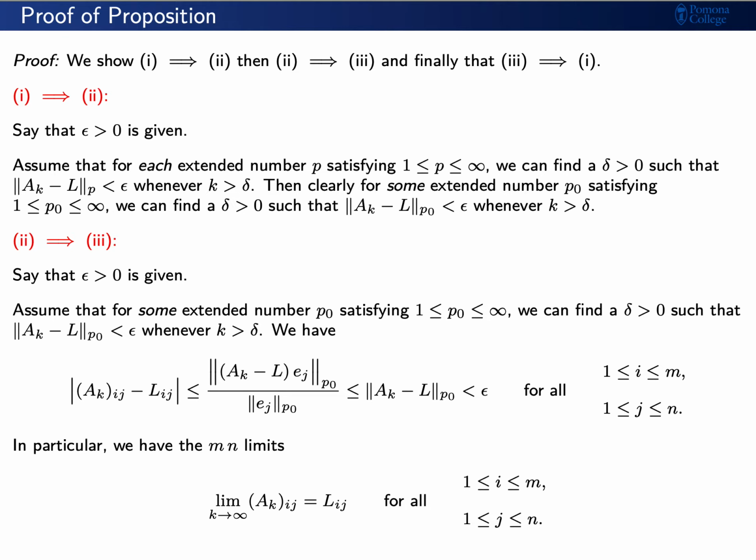But now this is true for every row i, column j, so in particular we've now proven this for the mn limits of our matrices.